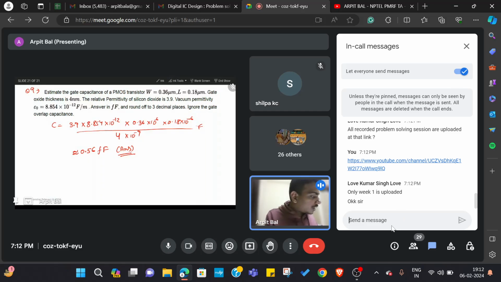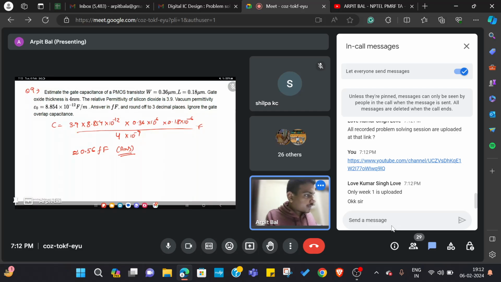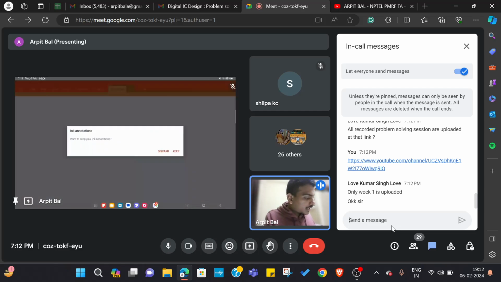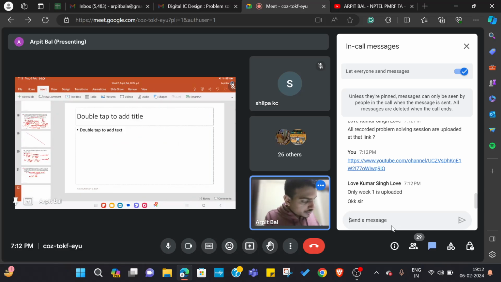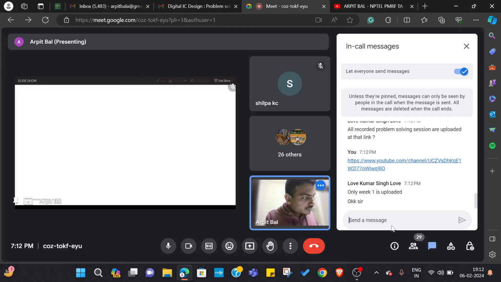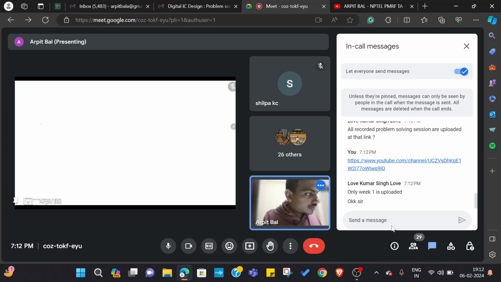So now moving on to our diagrammatic representation. Let me add one more slide. Insert new slide. I'll start from the front view and top view part.